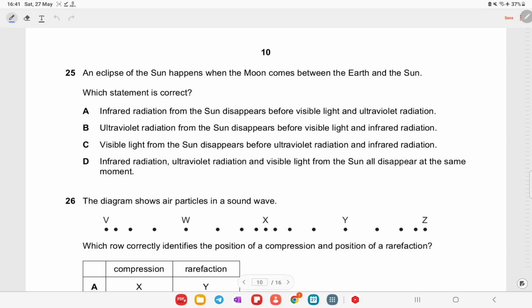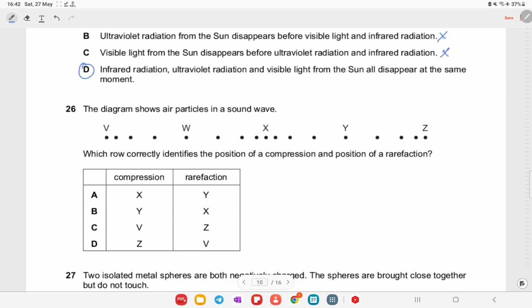An eclipse of the sun happens when the moon comes between Earth and the sun. Which statement is correct? Infrared radiation from the sun disappears before the visible light and the ultraviolet. Ultraviolet radiation from the sun disappears before the visible and the infrared radiation. Now this is also not correct. Visible light from the sun disappears before ultraviolet radiation and infrared. So obviously D is going to be the right answer for this question.